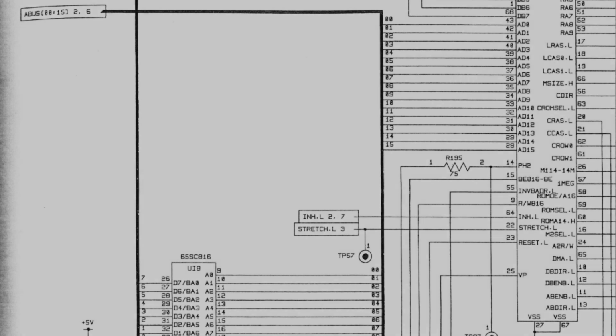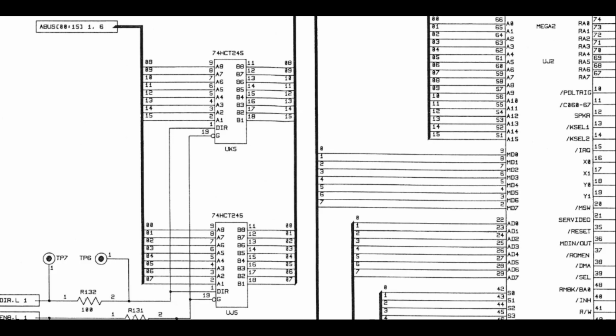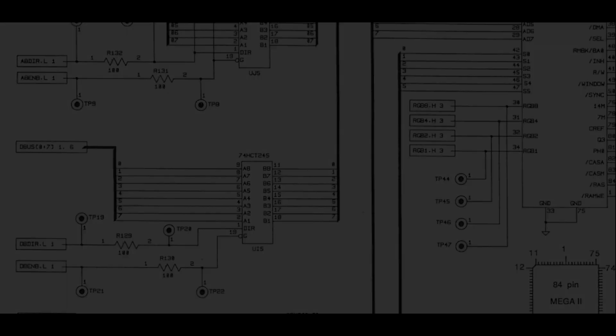Now the next step is checking any address bus buffers and data bus transceivers. The CPU address bus goes unbuffered to the FPI IC, as we can see here. But the CPU address bus is buffered by UJ5 and UK5 to address, for example, the Mega II IC. Close to them, there is also UI5 that works as data bus transceiver. So let's have a look at all of them.